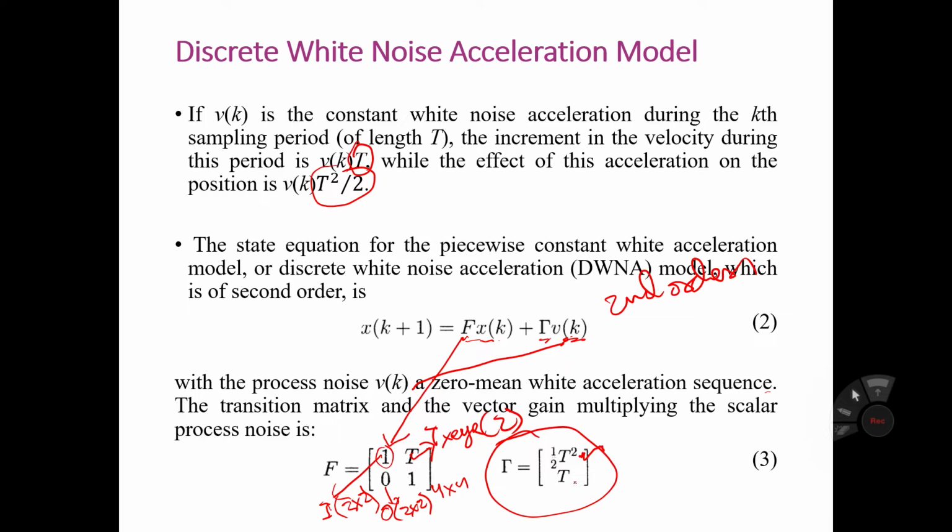And this gamma is a 4 by 2 matrix. Also, the T square over 2 is multiplied with the identity matrix, and T is multiplied with the identity matrix. So the gamma is the noise gain, which is multiplied with the v of k.